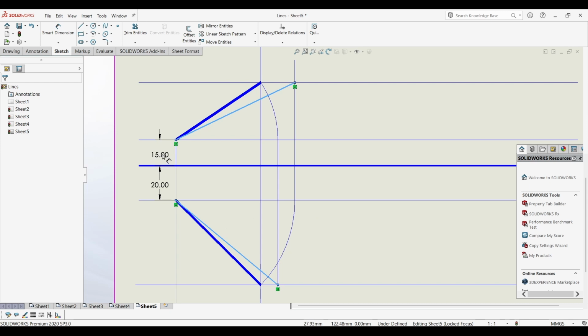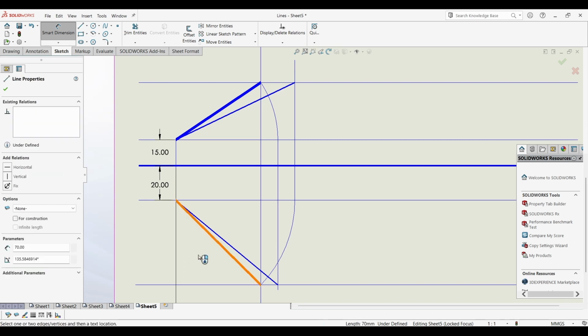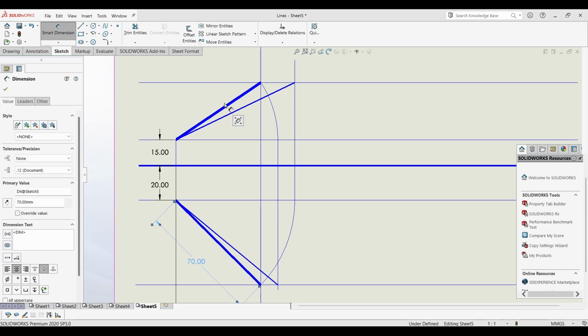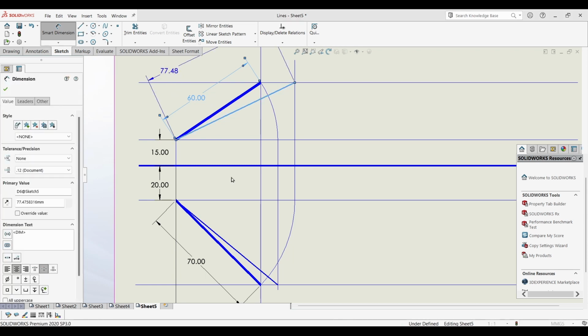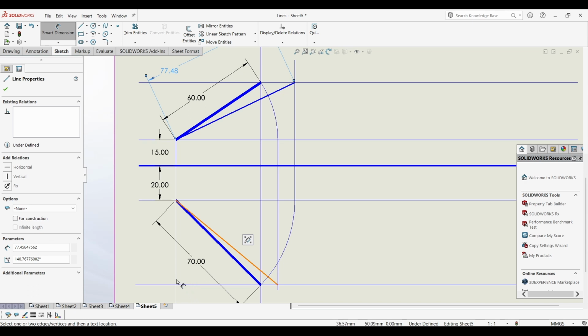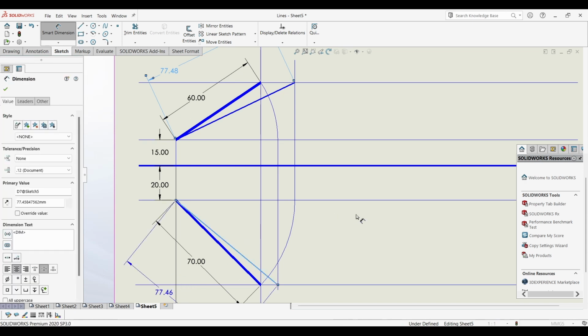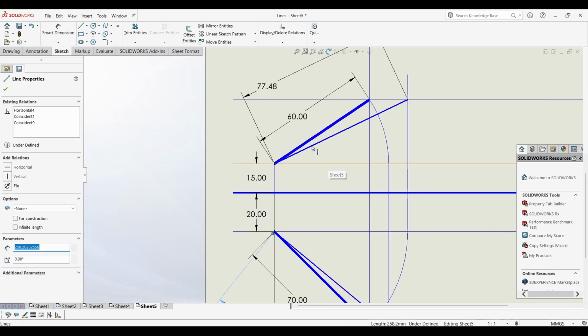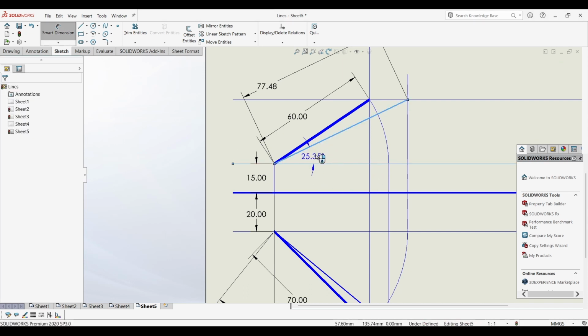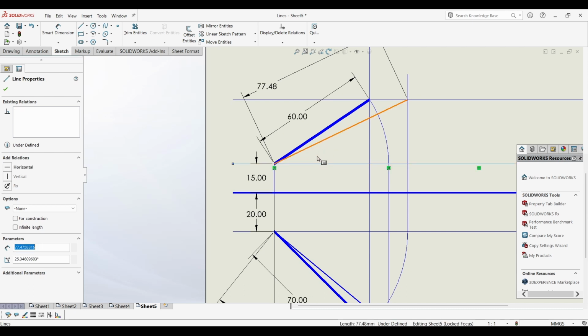Let us do the annotation and the dimension. I will do the dimension first. So this is what was given to us, 70 mm, for 60. This one I got it as 77.48. This one 77.46. Good. Then after that, angles remain. This one and this one, 23.35. This one and this.